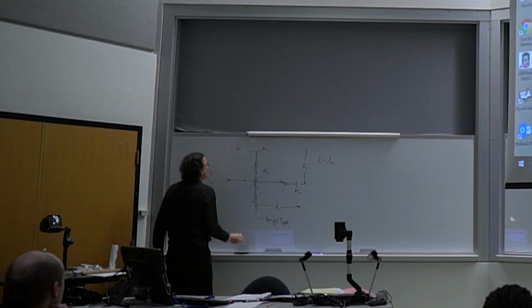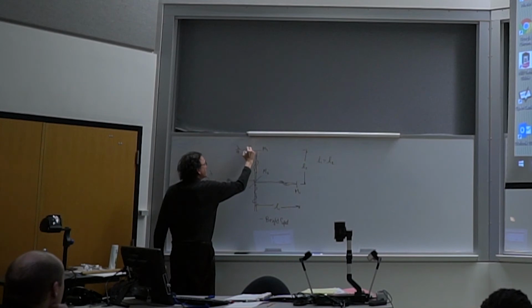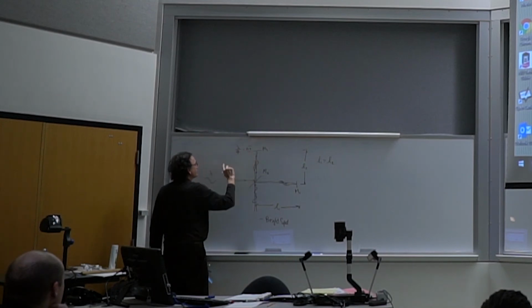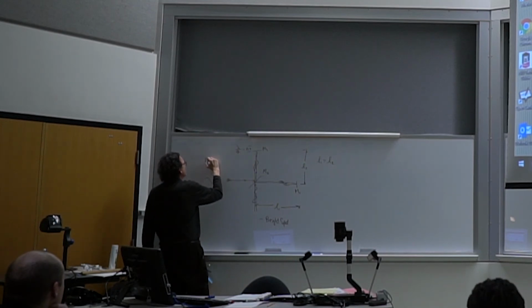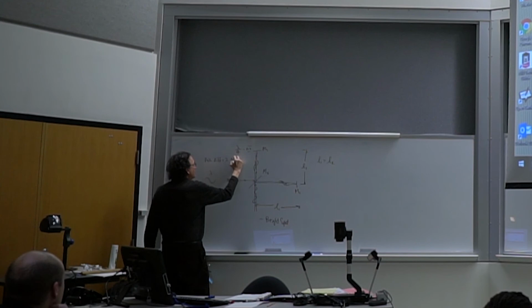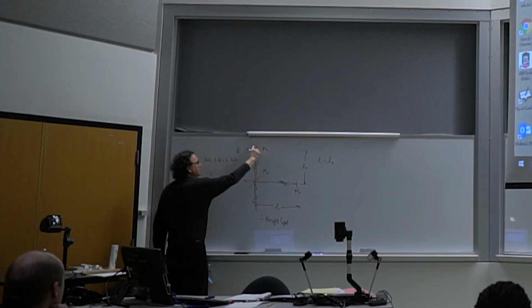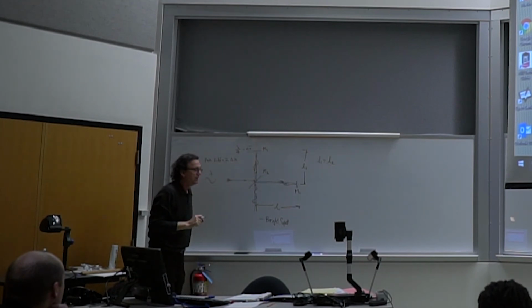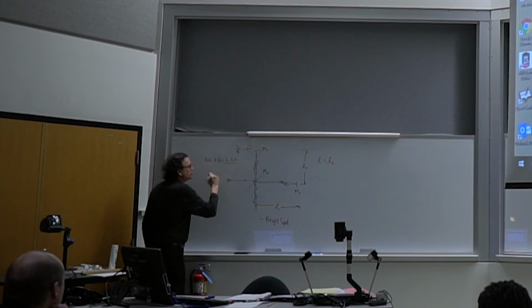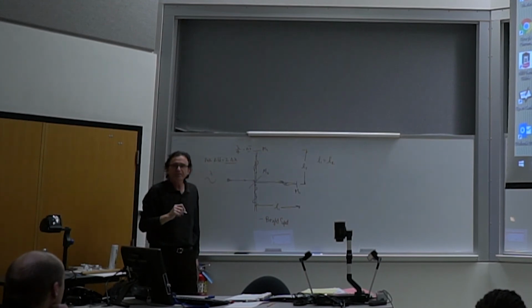by lambda over 4, and I'll call that distance delta x, then the path difference is going to be equal to 2 times delta x. Why? Because the light has to go up till it hits the mirror and back, so it travels an extra distance delta x going up, and an extra distance delta x coming down. So the total path difference is 2 times delta x.